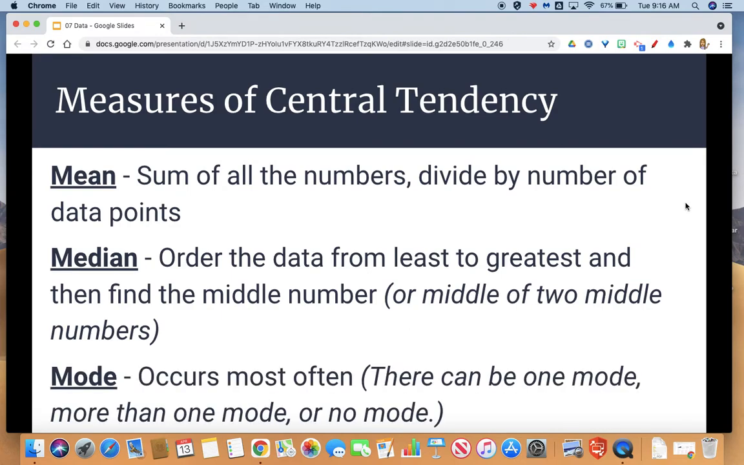Our last measure of central tendency is the mode. Mode occurs most often. There could be one mode in your data, more than one mode, or no mode at all. Pause the video to get those definitions written down.